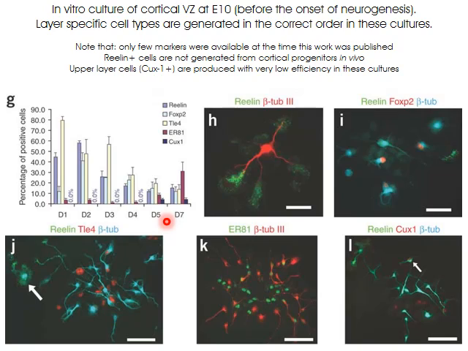Actually, it is to note that upper layer cells are produced with very low efficiency. These cells are the most abundant cell types in the adult cortex in vivo, while here very few cells are produced as compared with other cell types.